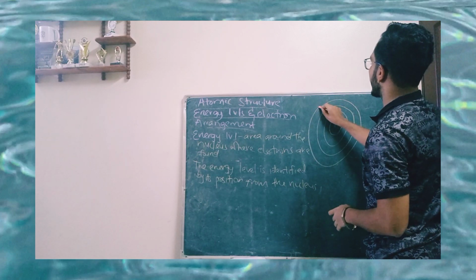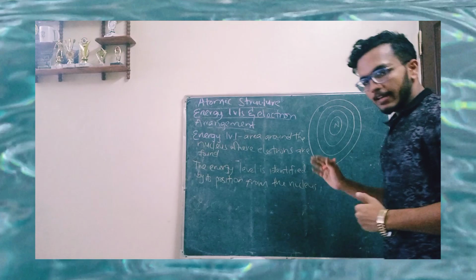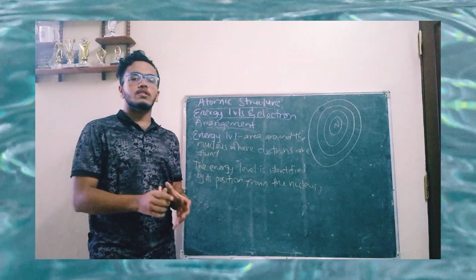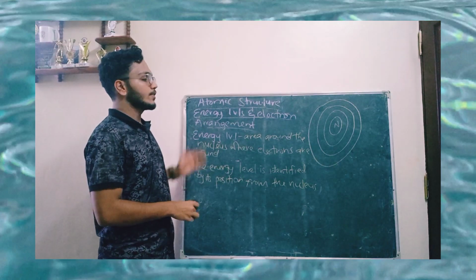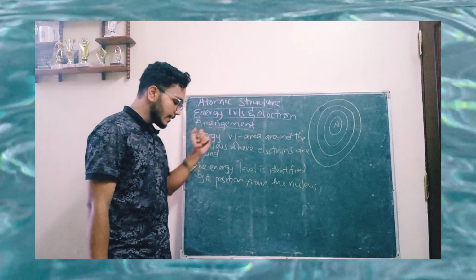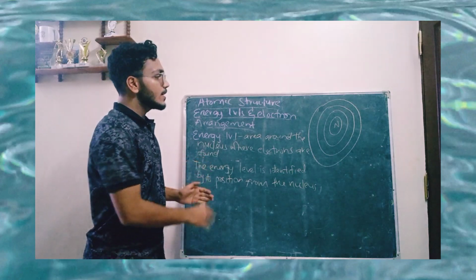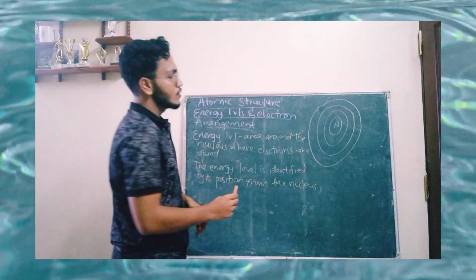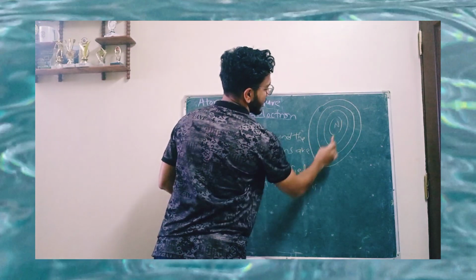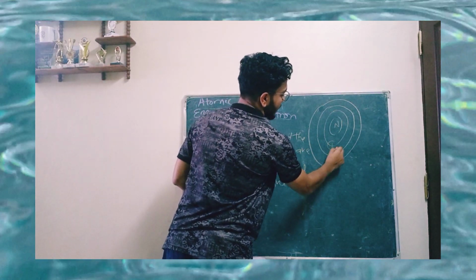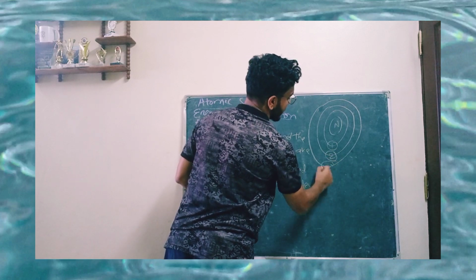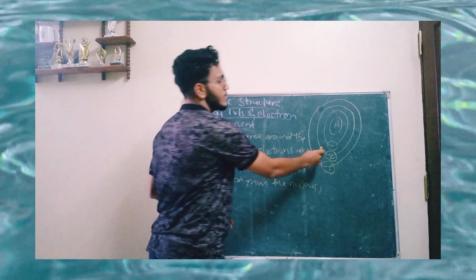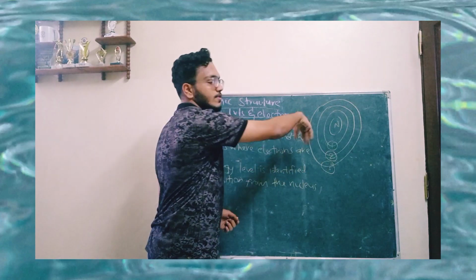Now this can be an atom of any element. What we will learn in this subtopic is energy levels and how electrons are arranged, and electron configuration on the energy levels. Energy levels are identified by their position from the nucleus. So if this is the nucleus, this is energy level 1, this is energy level 2, this is energy level 3. Now, as we go to electron arrangement, energy levels are areas around the nucleus where electrons are found.